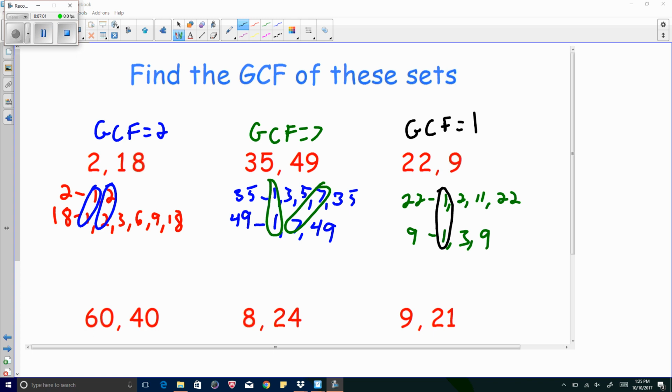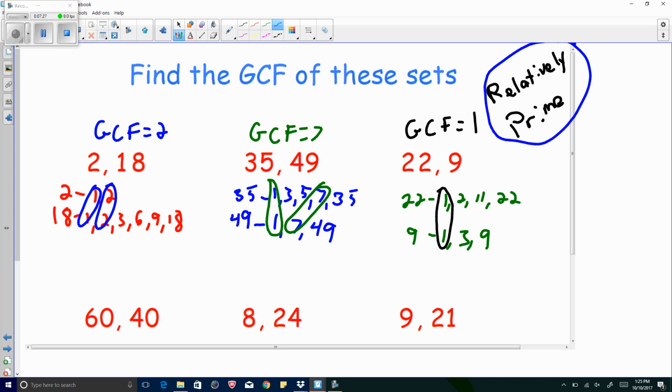Okay, here are the first 3. So the GCF of 2 and 18 is 2, GCF of 35 and 49 is 7, and the GCF of 22 and 9 is 1. Real quick, do you remember what it's called when two numbers only have 1 as a common factor? It's called relatively prime. That means the only common factor is 1.